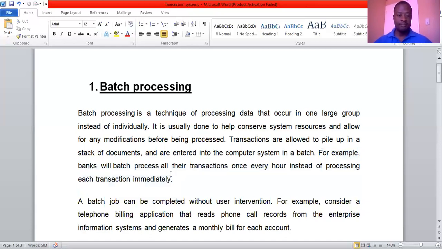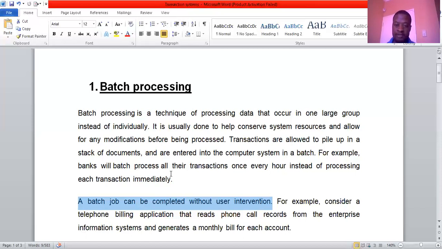So a batch system, a batch job can be completed without user intervention. Okay, so this is just a system that is pre-designed. So during the batch system, it doesn't need your interaction or your intervention. So the system is designed in such a way that it receives batches, it piles them up, and then it processes once at the end. Okay, so it doesn't need user intervention.